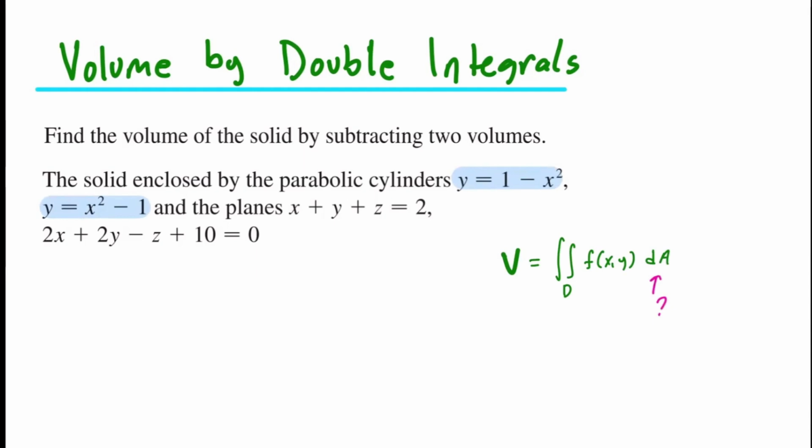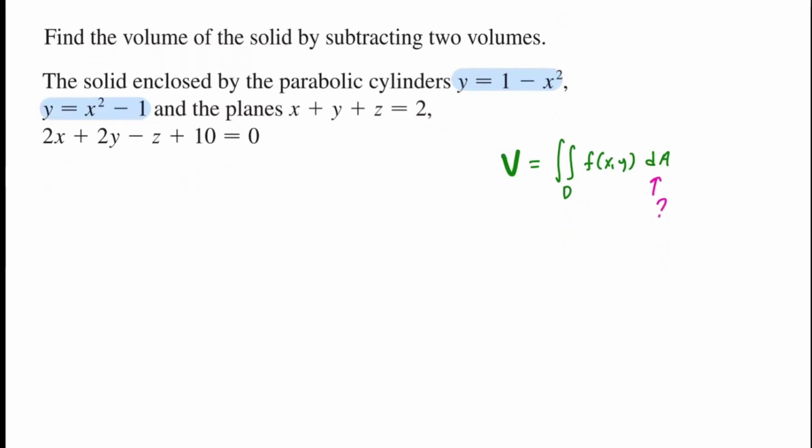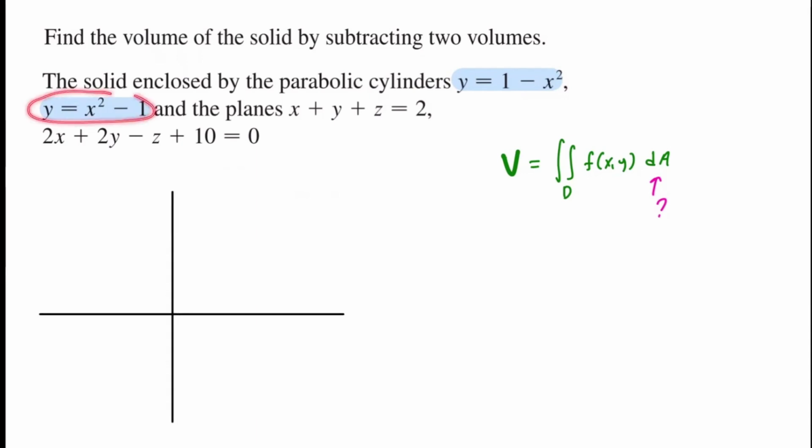So let's go ahead and sketch those two parabolas. They're in two dimensions. We know they're parabolas because we have x squared. Okay, so here's how I'm going to draw that. So here's our XY plane. And we know one of the parabolas is facing up. That's this one right here.